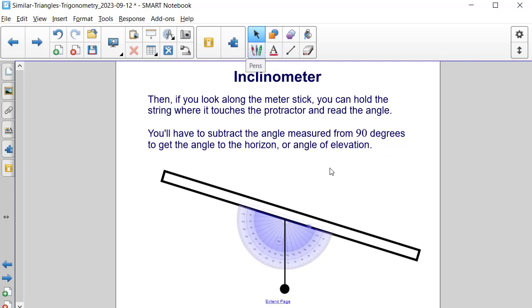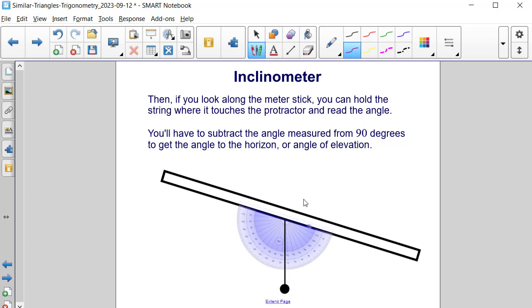Well, that's because the angle that is being read by the inclinometer is actually this angle right here. I'll call it the Greek letter alpha. That's what the inclinometer is reading. The angle of elevation that we want is this angle right here, theta.